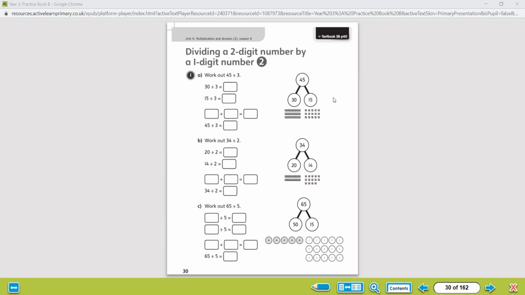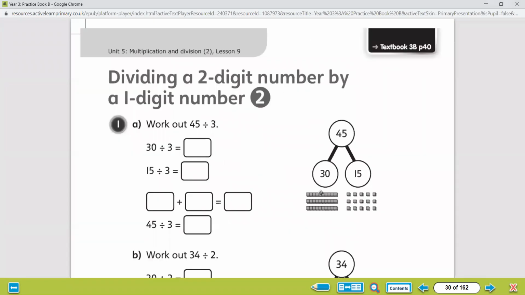We're going to move on from yesterday's lesson of dividing a two-digit number by a one-digit number. Today, we're looking at maybe having to partition our numbers slightly differently, not just into the tens and the ones. We're going to have to use information about the times tables that we know to help us. So let's have a look at question 1.